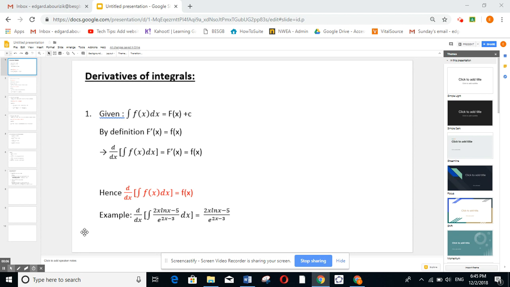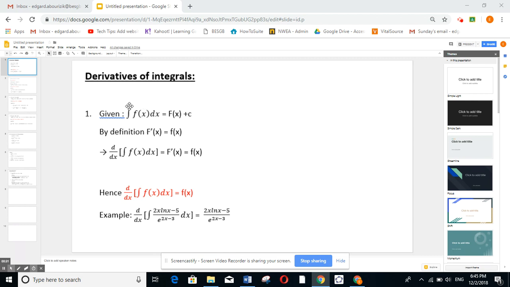It's the derivative of integrals. We know that if we have the integral of f of x dx, big F of x is the antiderivative. And if we derive the antiderivative, which is F of x plus c, also called the primitive, we're going to get the function inside the integral, which is called the integrand. So the derivative of the answer always gives me what is inside.